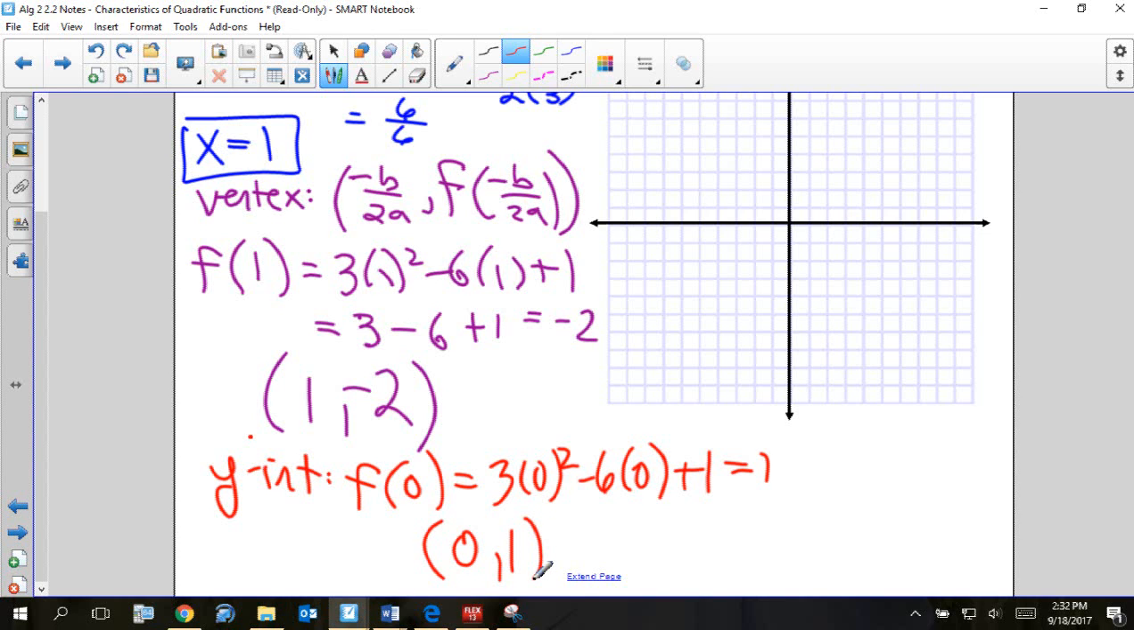Now let's graph what we have. We have the vertex at, or the AOS at x equals 1. Our vertex is at 1, negative 2. Our y-intercept is at 0, 1. You can find a mirror point.